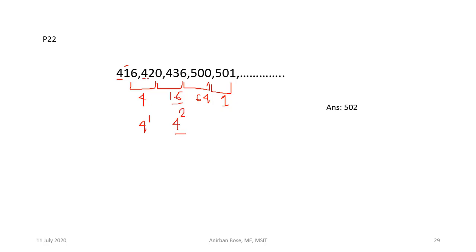Here you see, this is 4 and its power is basically the 10th place. Okay, so here you see the 64 is basically 4 cube. So this is 4 and this 3 is its power. Then you see this 1 is basically 5 to the power 0. Okay, so what will be the next in this series? Definitely again 5 to the power 0. So 1, so 502 is the answer. Okay, so 5 to the power 0. So this is the pattern.